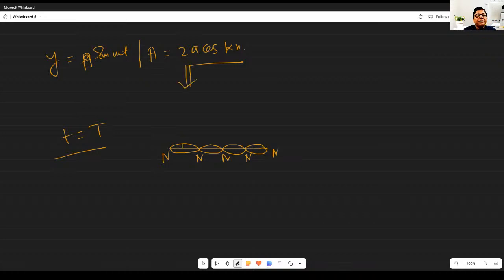A is maximum when? A is maximum when cos kx is equal to plus or minus 1, isn't it? Maximum means those are antinodes.